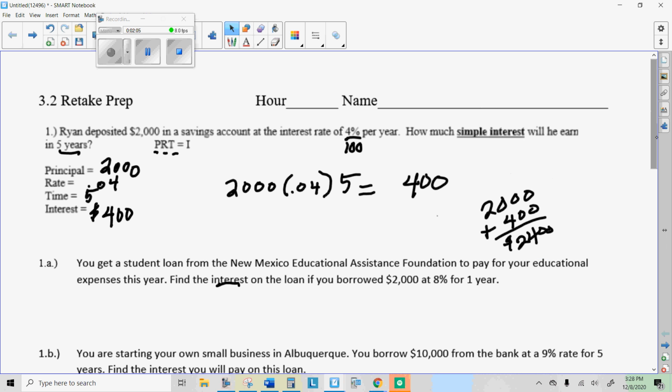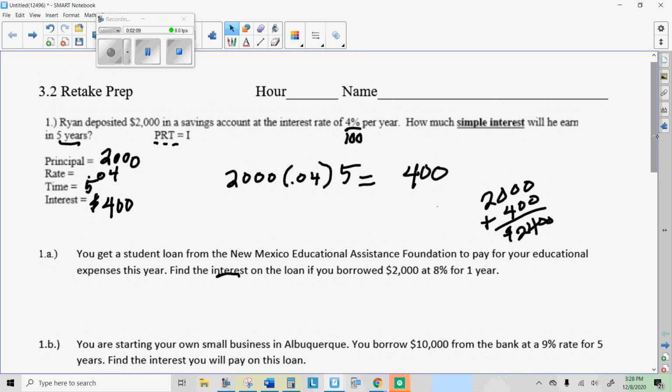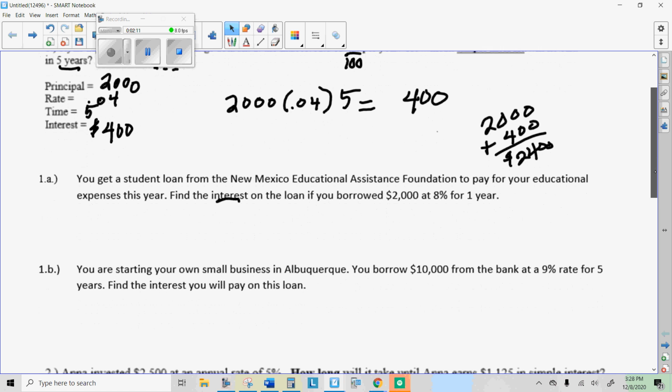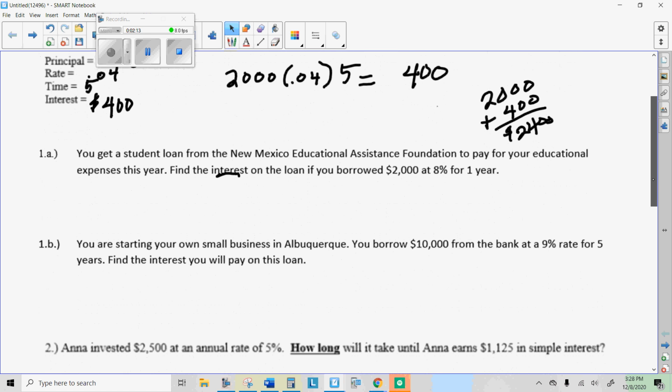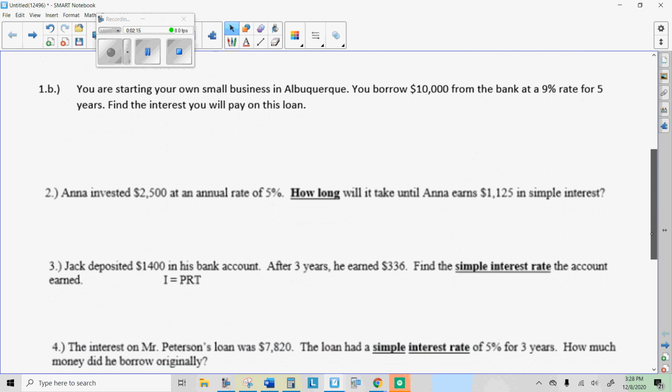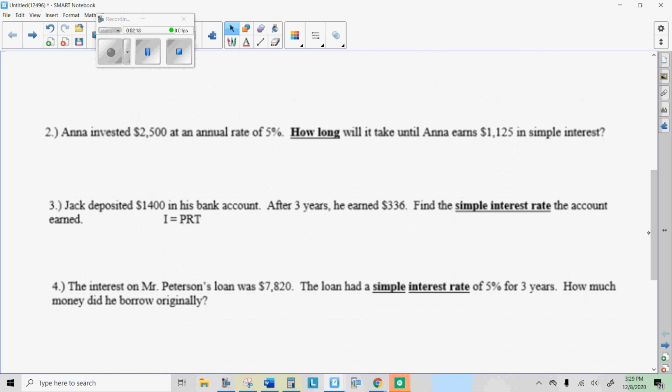Now at this point, you could pause the video and do the next two problems and then come back to the video. Or you could continue the video and get all the notes and then go back and do the work, however you think is better. Okay, so I'm going to go down and do number 2 here. It's a simple interest problem.